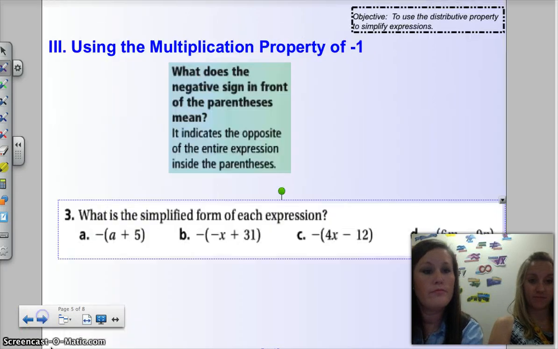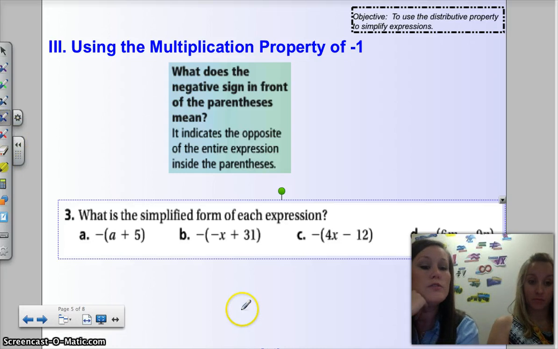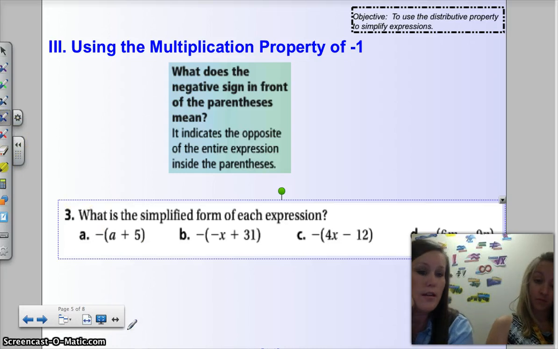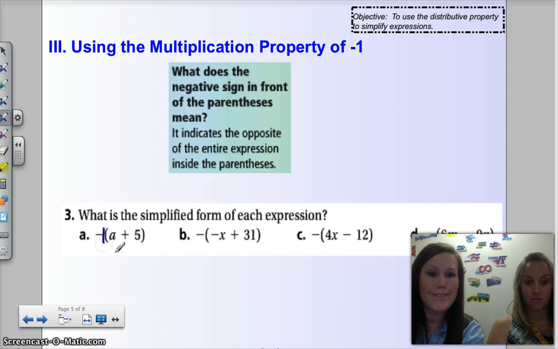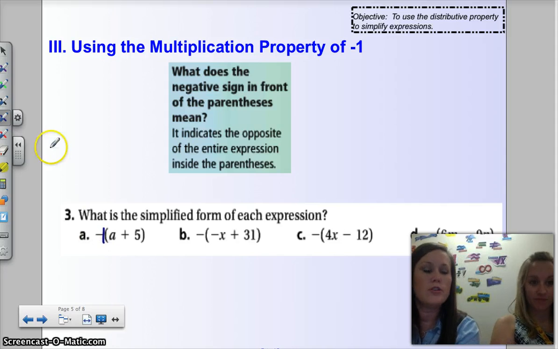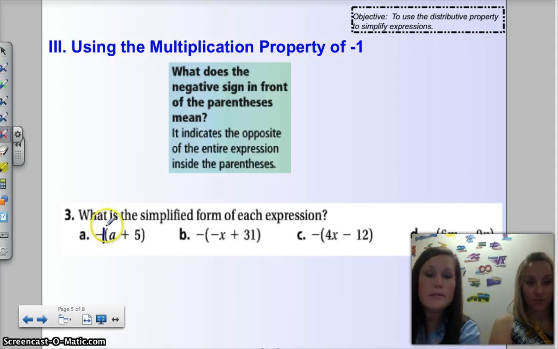Okay. All right, using the multiplication property of -1, meaning that we're multiplying by -1. Basically, we're just distributing a -1 to everything on the inside. So right there on number 3a, what is the simplified form of each expression? Well, that negative sign, there's an invisible 1 right there. We've written it for you. So you're just going to multiply by -1. It's basically going to make everything opposite, right? So you just take this -1 and distribute it.